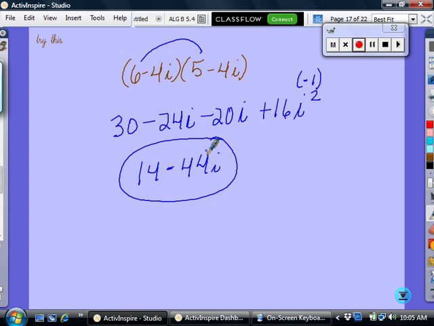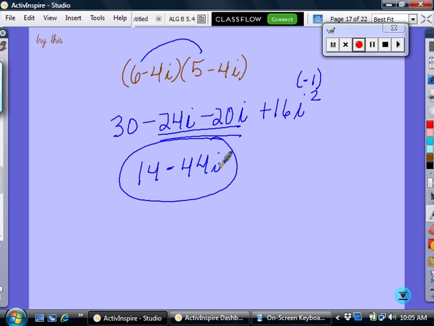So that becomes a negative 16. And 30 minus 16 will be 14. And negative 24i and negative 20i make negative 44i. So don't think that sometimes people will put these two together and make this an i squared or something. Remember, when you're adding and subtracting, combining like terms, in other words, you don't change the exponent.